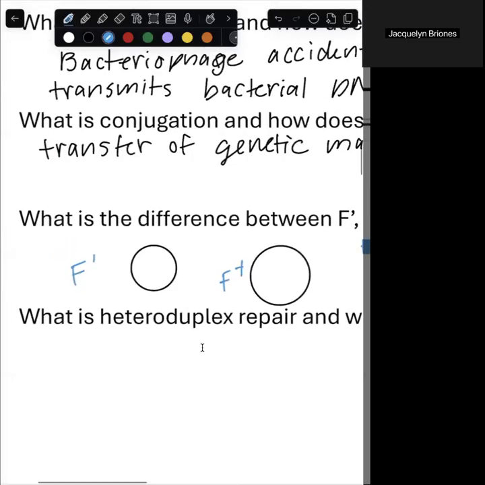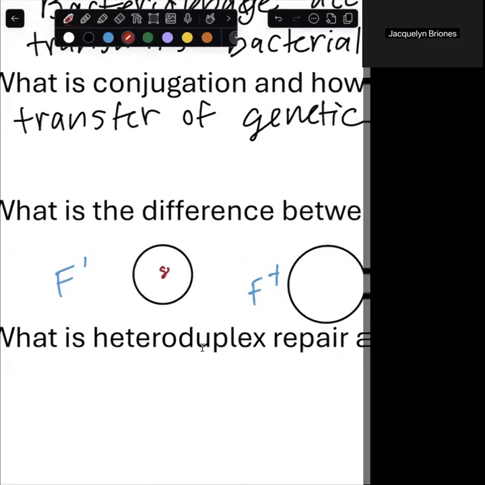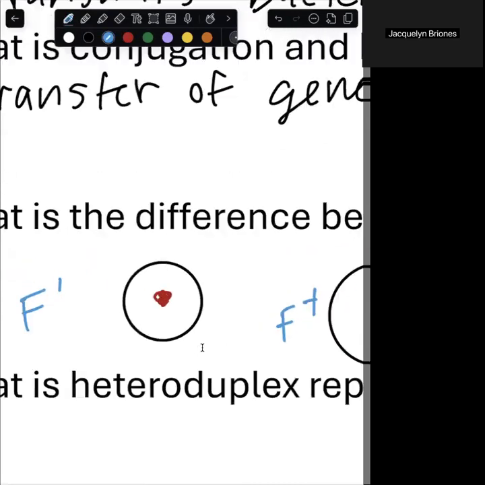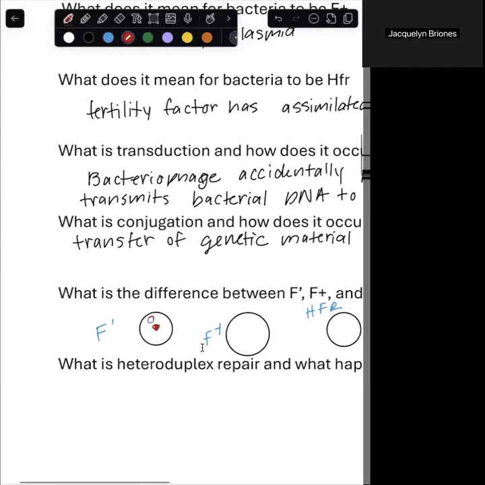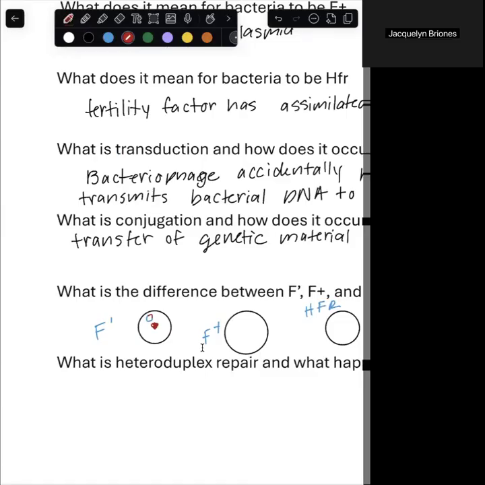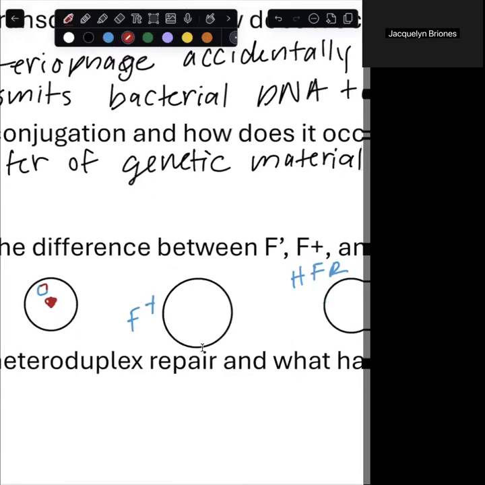So in F prime, we have bacterial DNA, right? And then we have a plasmid here. But this plasmid has some bacterial DNA in it because it accidentally picked it up and it kept it with it. And then for F positive, we have bacterial DNA, and it just happens to have the fertility factor.